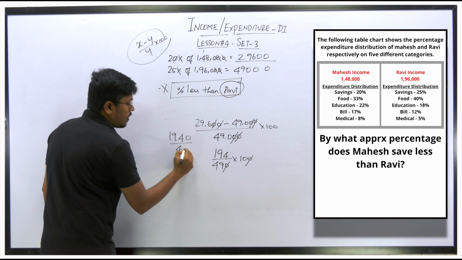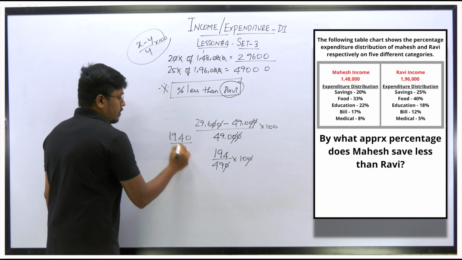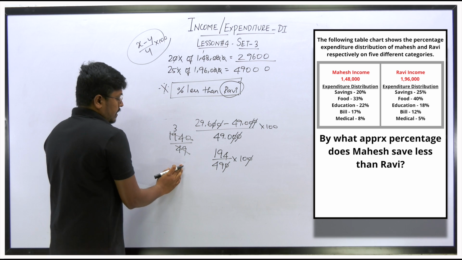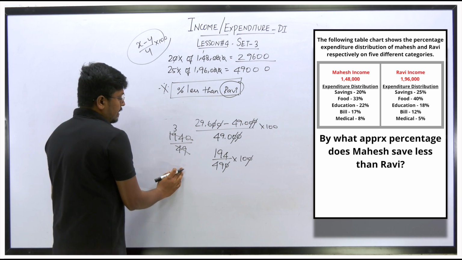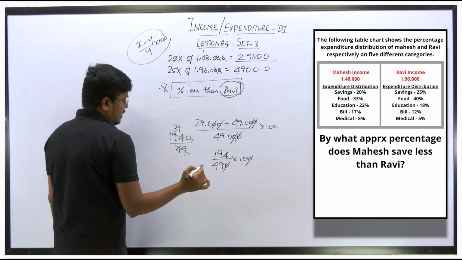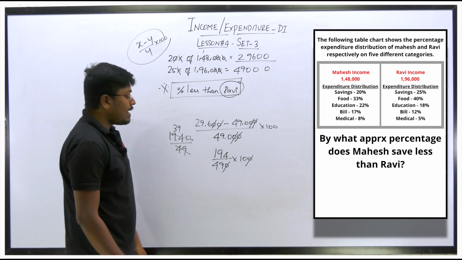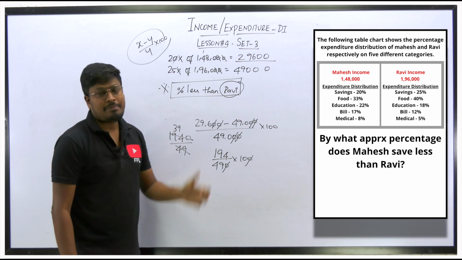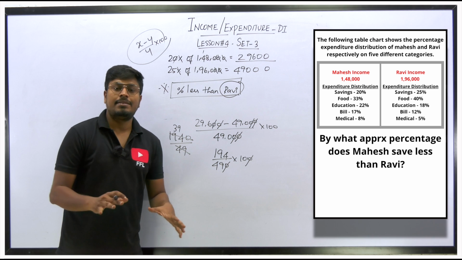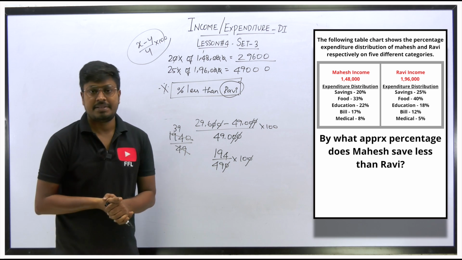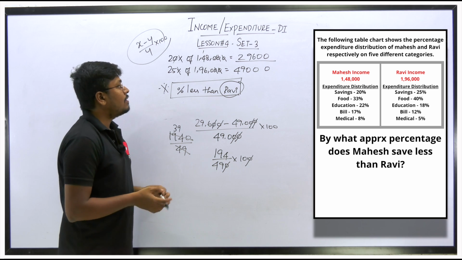1940 divided by 49, 3 times, so 39 approximately, right? 9 nines are 81, 36. So 39. Our target is to find not the exact answer, our target is to find the approximate percentage. So we can say that the answer for this question is approximately 39 percent. So never forget this, right?